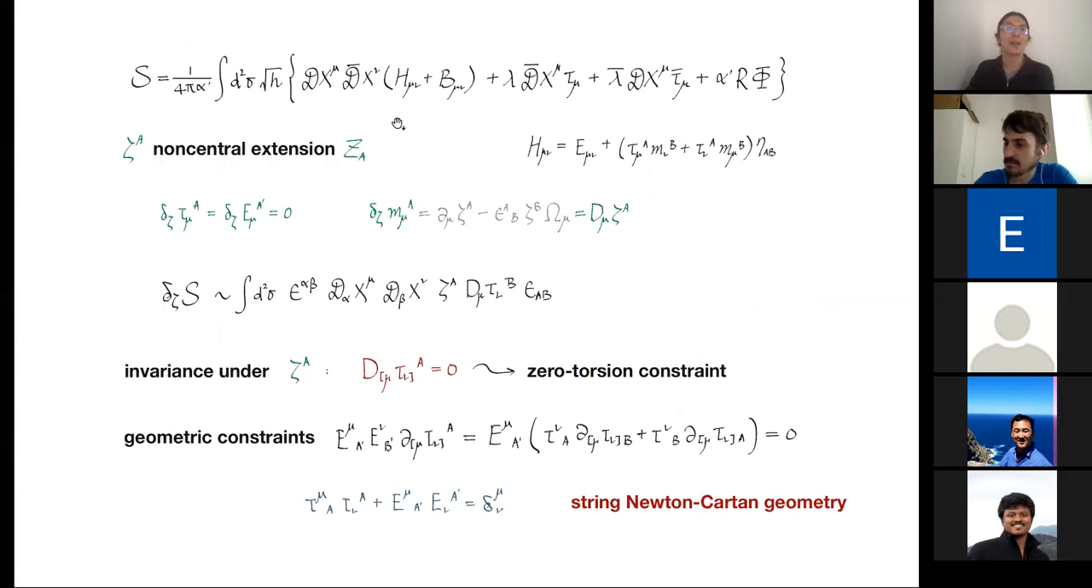But anyway, now let's analyze the invariance of this action under the Z_A symmetry. It turns out that imposing this Z_A symmetry and requiring the action to be invariant requires an additional condition acting on this longitudinal vielbein field τ_μ^A. So this is what we call the zero torsion constraint. So D here is defined with respect to the spin connection in the longitudinal sector that we call ω_μ. So this spin connection is associated with the longitudinal Lorentz boost. So part of this equation can be used to solve for this spin connection, but the remaining part gives rise to some genuine geometric constraints. So this defines the so-called string sigma model that describes non-relativistic strings in the so-called string Newton-Cartan geometry, supplemented with this zero torsion constraint.